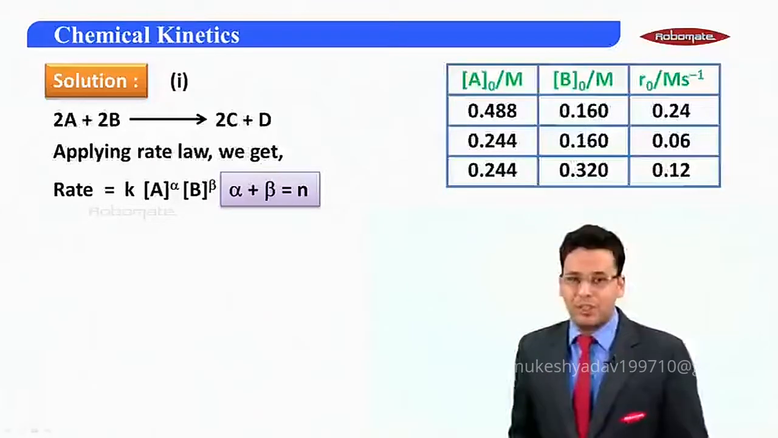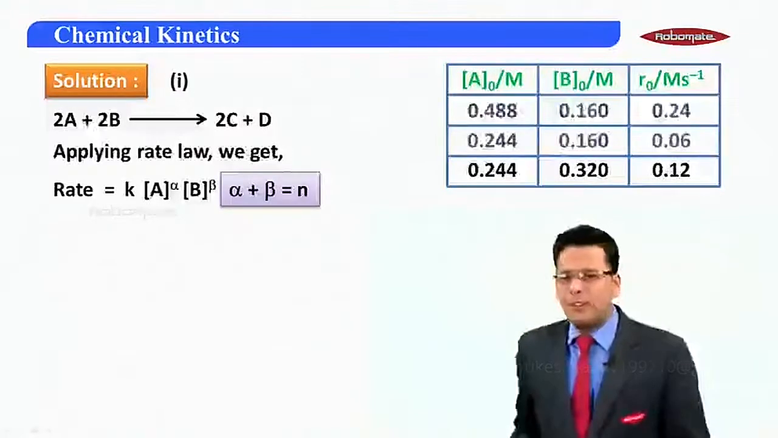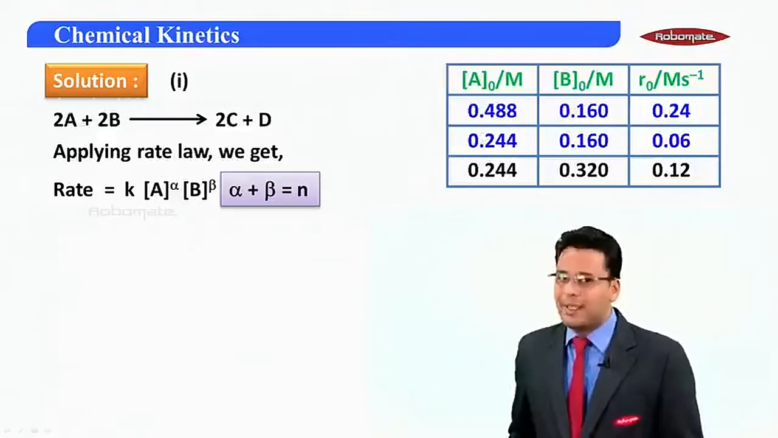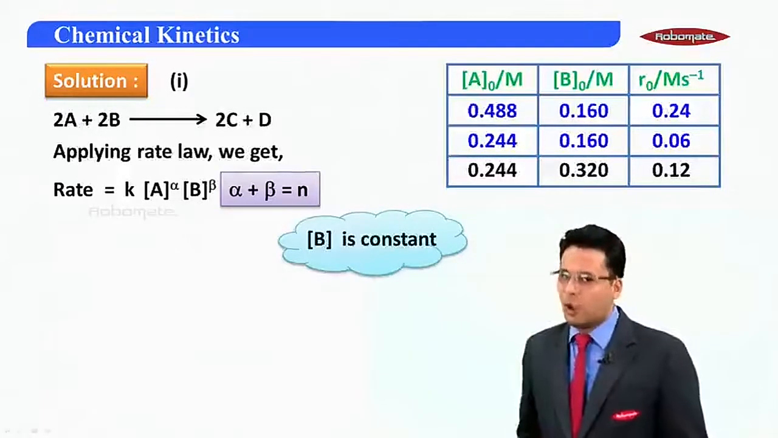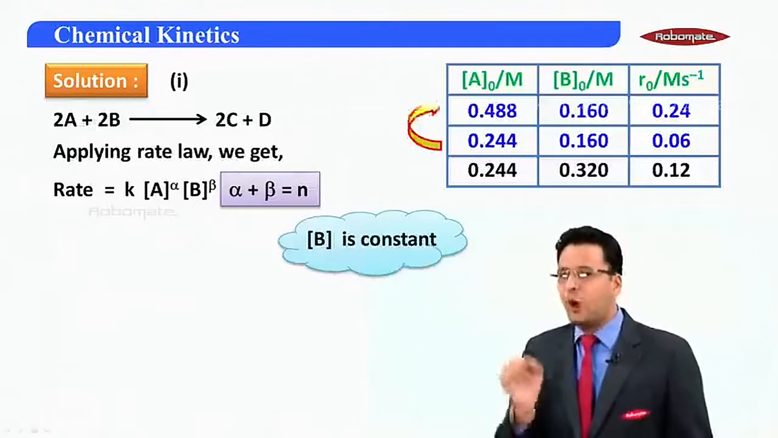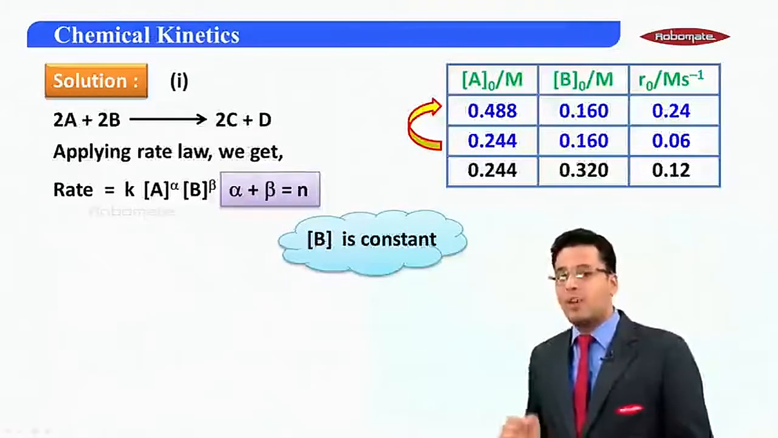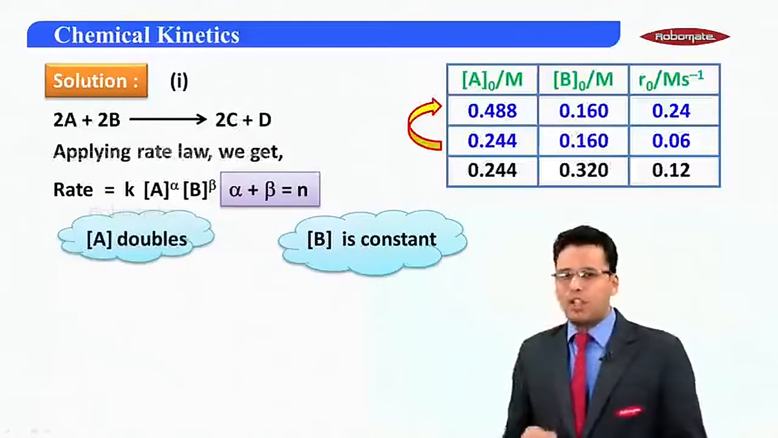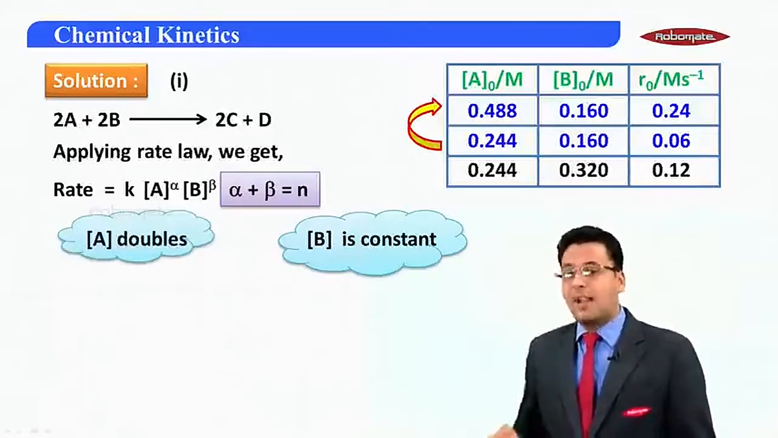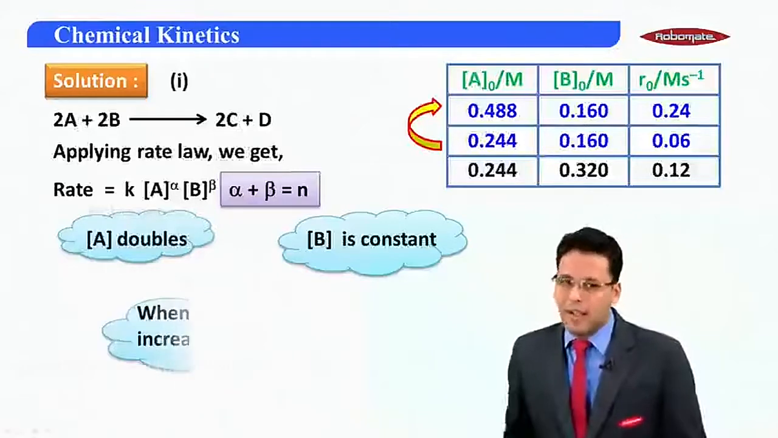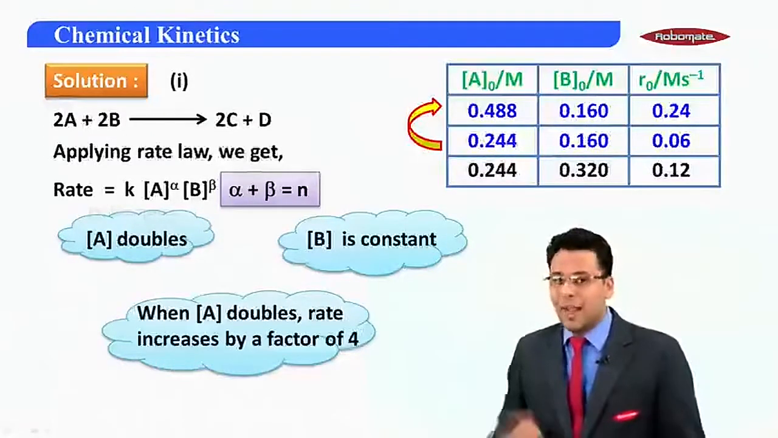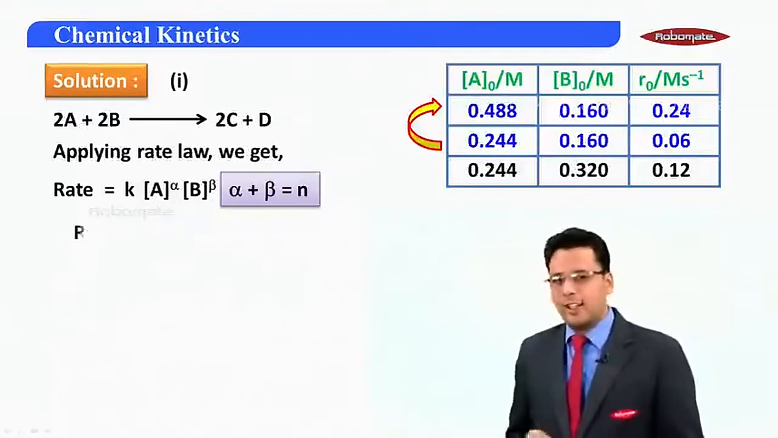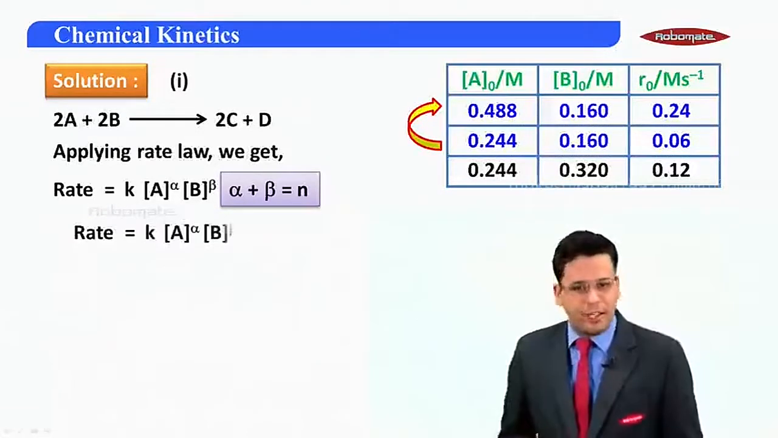Now here we have the given data with us: concentration of A, concentration of B and the corresponding rate of the reaction. I want you to observe the first two rows which are being highlighted for you. If you observe closely, you will see that concentration of B is a constant. And if you follow this arrow, you will see that concentration of A is being doubled. Whenever this happens, concentration of B remains constant and A is doubled, the rate increases by a factor of 4.